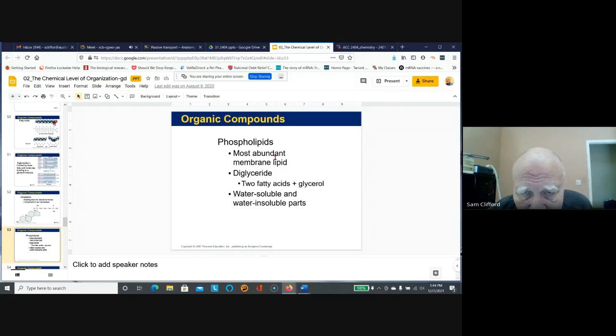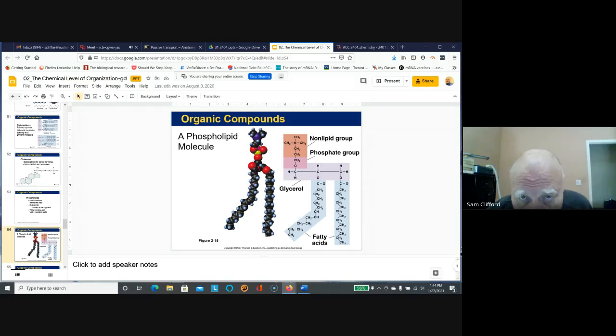Okay, phospholipids. This is the polar head. These are the nonpolar tails. Notice all of these tails are carbon and hydrogen. They're hydrocarbons, so they're hydrophobic, water-fearing, with oxygen and phosphorus here. This part of the phospholipid is hydrophilic, or water-loving.